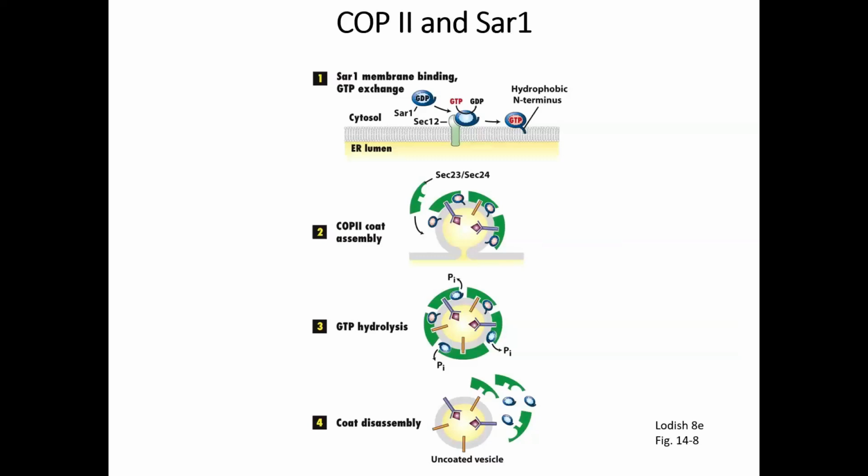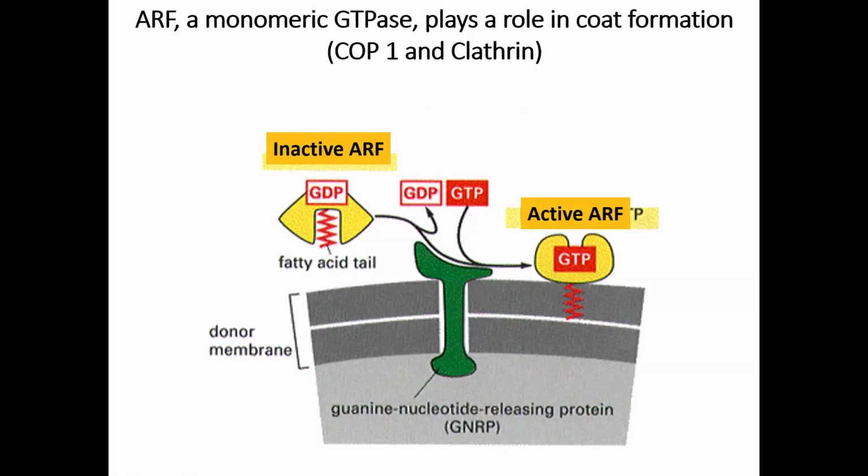So we already talked about how the COP2 SAR1 happens. GTP-associated SAR1 inserts its hydrophobic tail into the membrane. On that scaffold, SEC13, SEC23-24, SEC31, which are the COP2 proteins, associate, and the vesicle is formed. This is right here, the pinching of the vesicle. Once the vesicle is pinched off, the hydrolysis causes the coat proteins to disassemble, and now it can go to its destination.